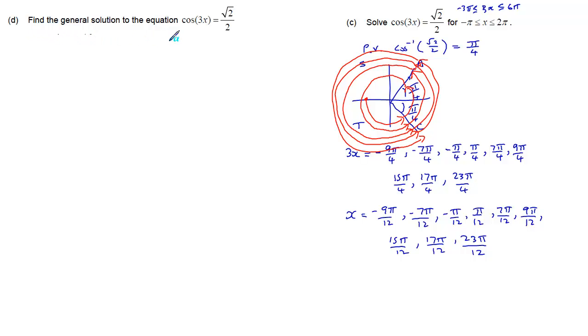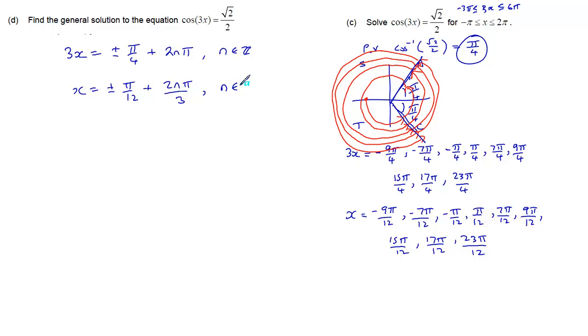Find the general solution to the equation cos 3x is equal to root 2 over 2. So we know from over here the principal value was pi by 4, and from the cast diagram we get plus or minus pi by 4. And then you'll have 2n pi, because the period of cosine is 2 pi, where n is an integer. And then just divide through by 3. So that's plus or minus pi by 12 plus 2n pi over 3, where n is an integer.